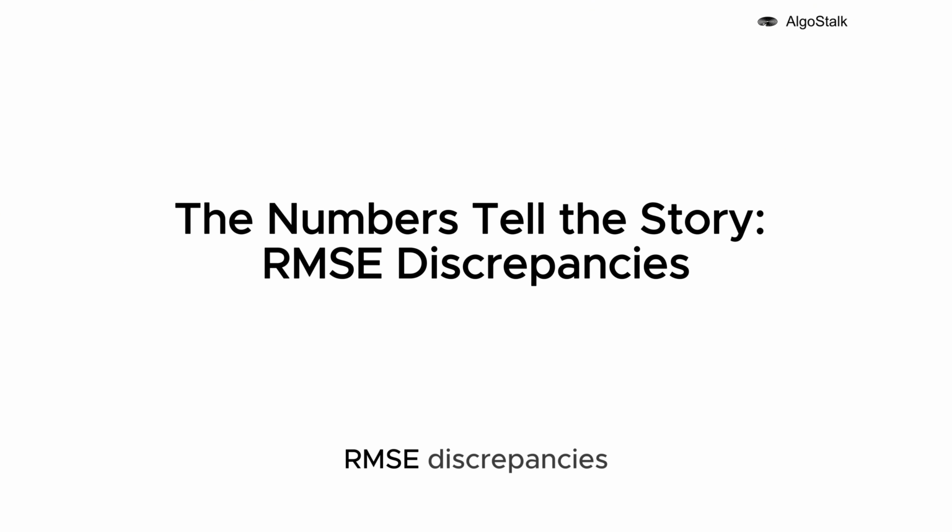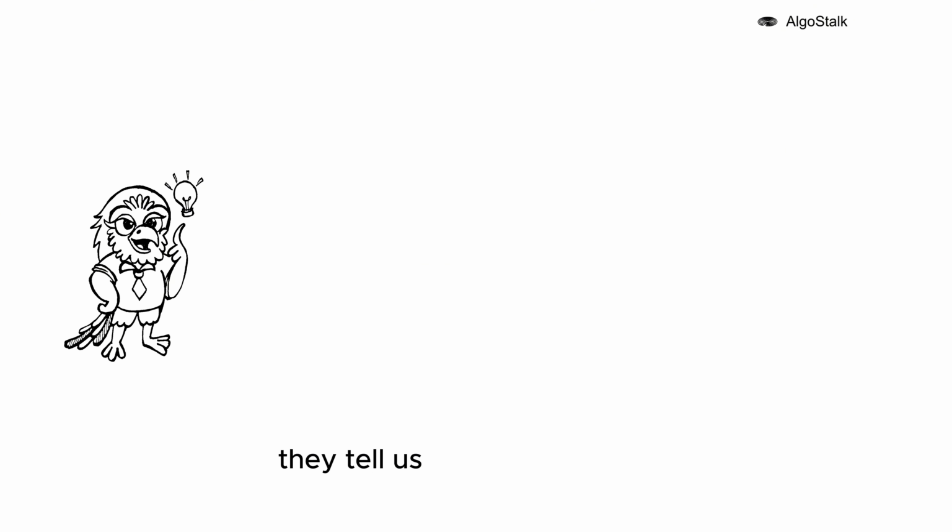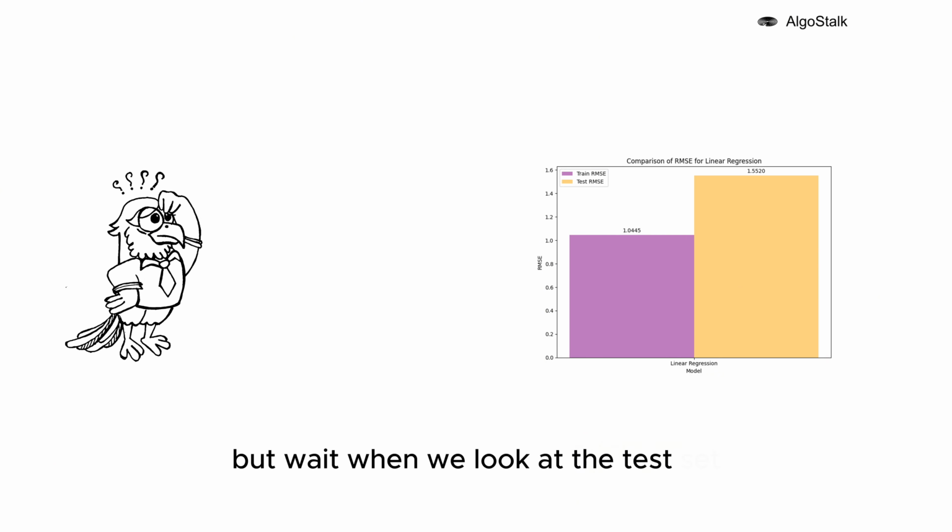RMSE discrepancies. Let's dive into the numbers. They tell us a compelling story. Our training model shines with an RMSE of 1.04, indicating it fits the training data quite well. This is great news, right? But wait, when we look at the test set, we see a different picture. The RMSE rises to 1.55. That's a red flag waving right in front of us.